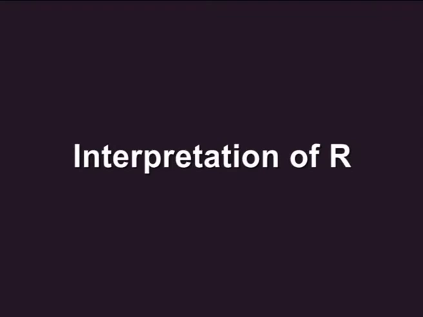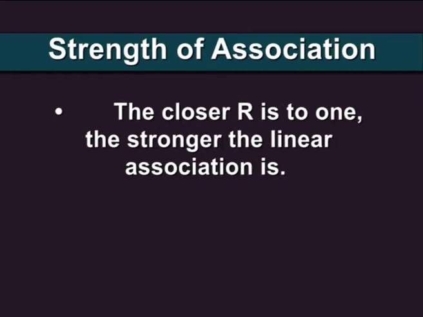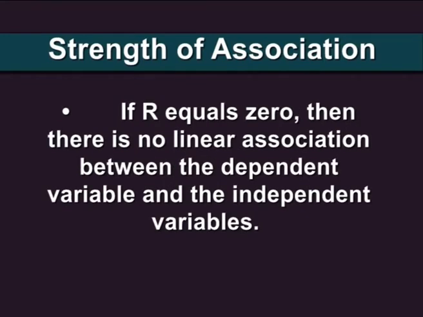Interpretation of R: strength of association. The strength of association is measured by the multiple correlation coefficient R. R can be any value from 0 to 1. The closer R is to 1, the stronger the linear association is. If R equals 0, then there is no linear association between the dependent variable and the independent variables.